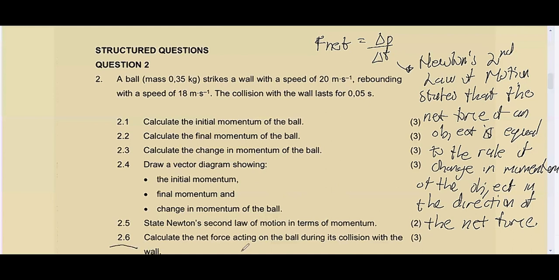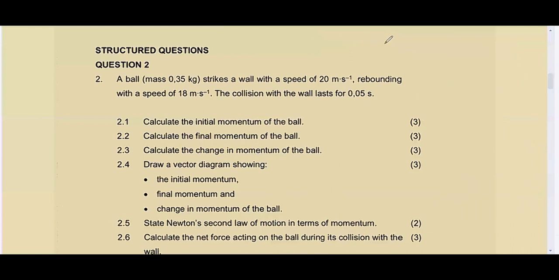Question 2.6 says calculate the net force acting on the ball during its collision with the wall. So now we are supposed to calculate the net force. How do we calculate the net force? We use the very same formula here, change in P over change in t. Remember, we just calculated our change in momentum in 2.3, so that's what we're going to use. But note this: it's saying the net force acting on the ball during its collision with the wall. So the net force acting on the ball, right?